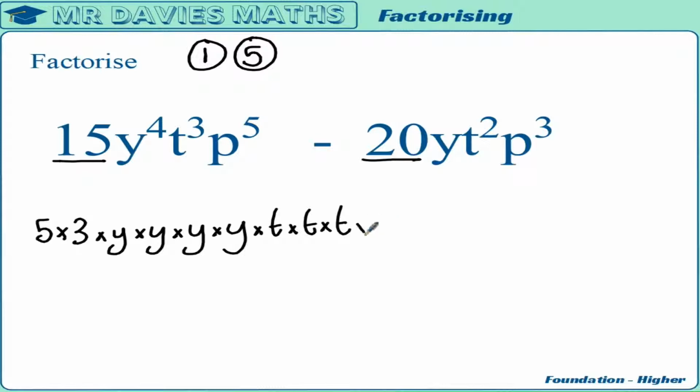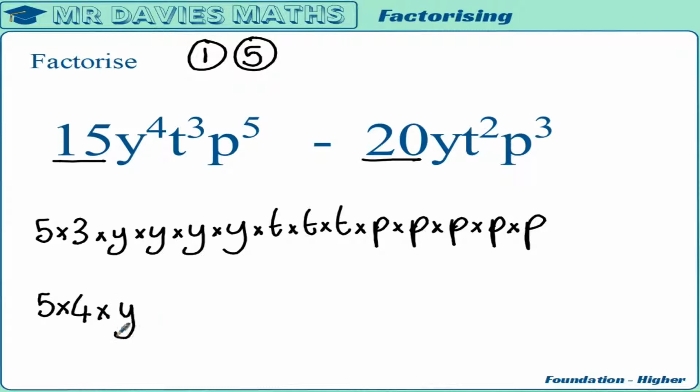And then, wow, I've got times by p, times by p, times by p, times by p, and times by p. Right, I'm not going to have any space over here for this one, I don't think, so I'm going to write this underneath. So how do you make 20 using a 5? 5 times by 4 will make the 20. And then I've got a single y, I've got 2 t's, and I've got p times by itself 3 times. Right, okay. I'm going to put my answer down here then.